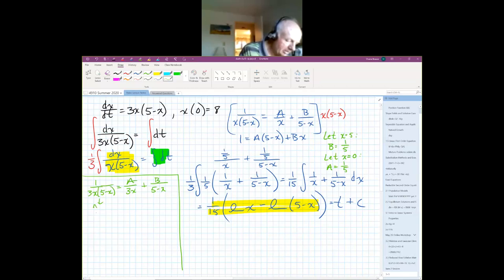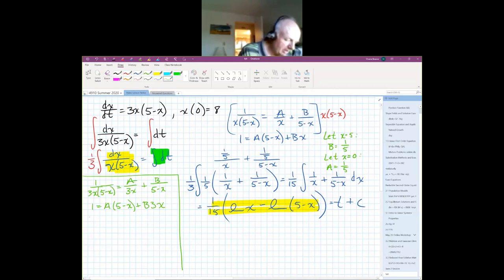something thirds plus something over x plus something over 5. We'll come back to that. I don't know. Oh, I see, maybe. You see what I'm saying? But let's just see. So 1 equals a times 5 minus x plus b times 3x.